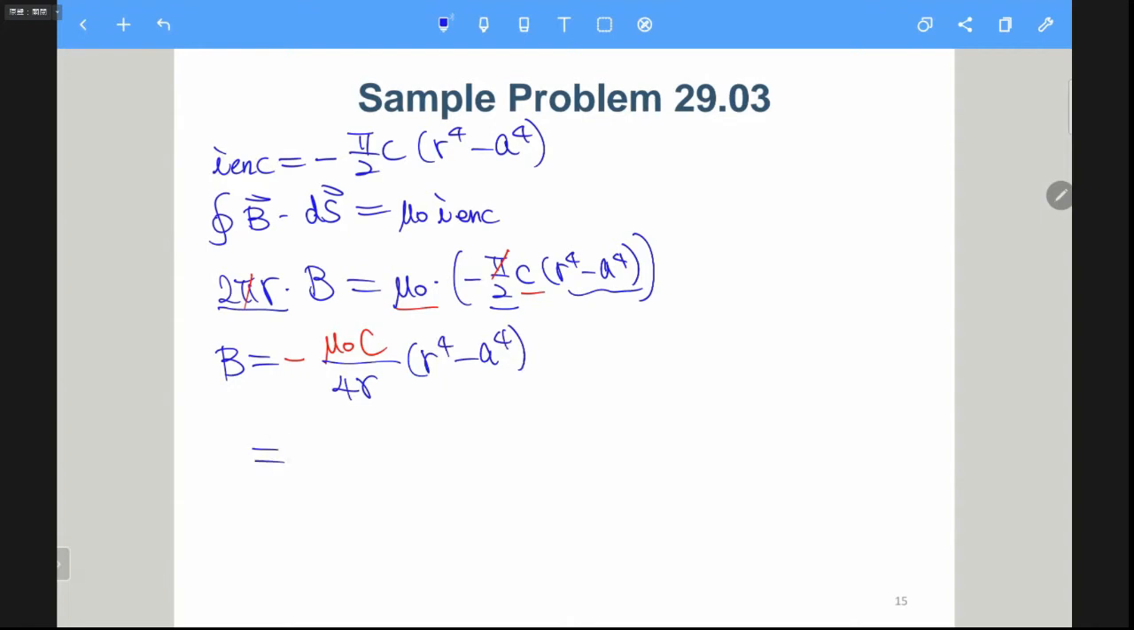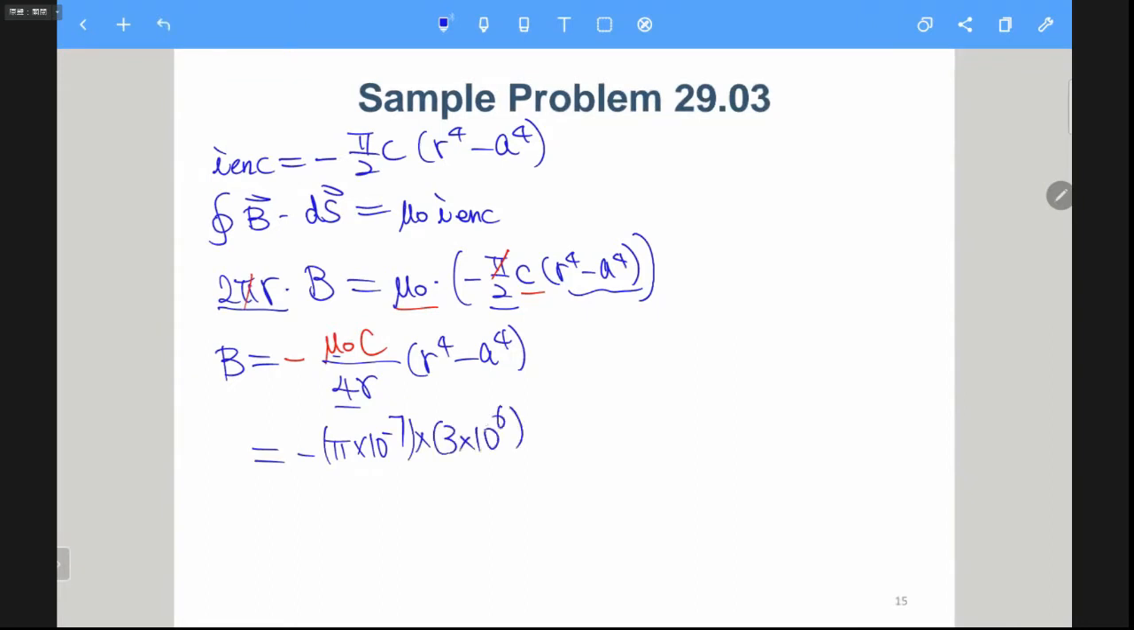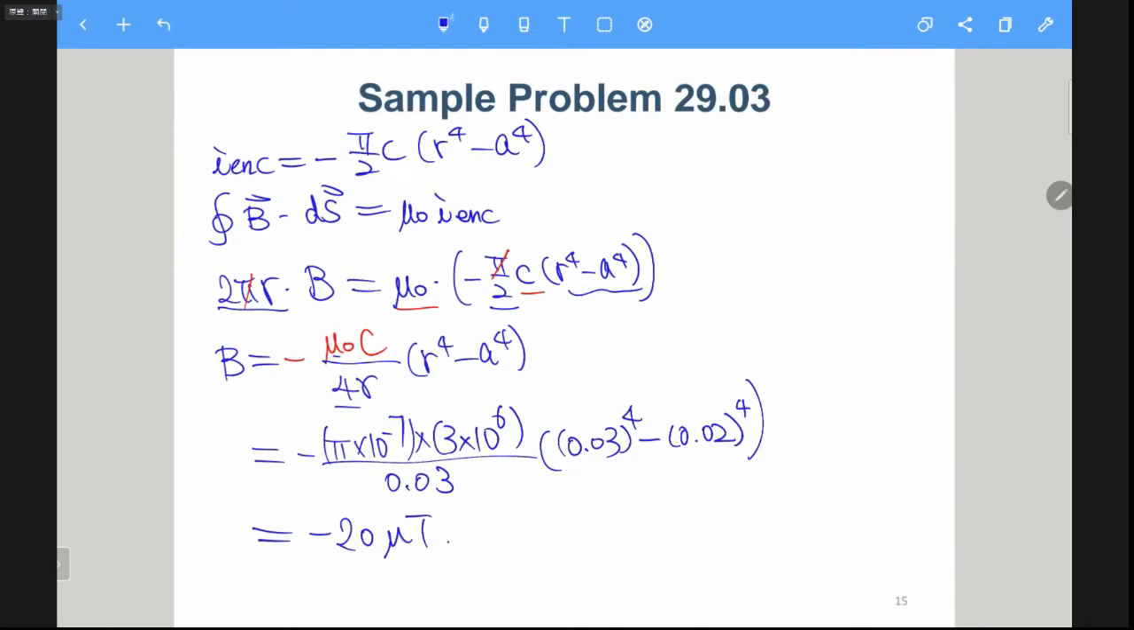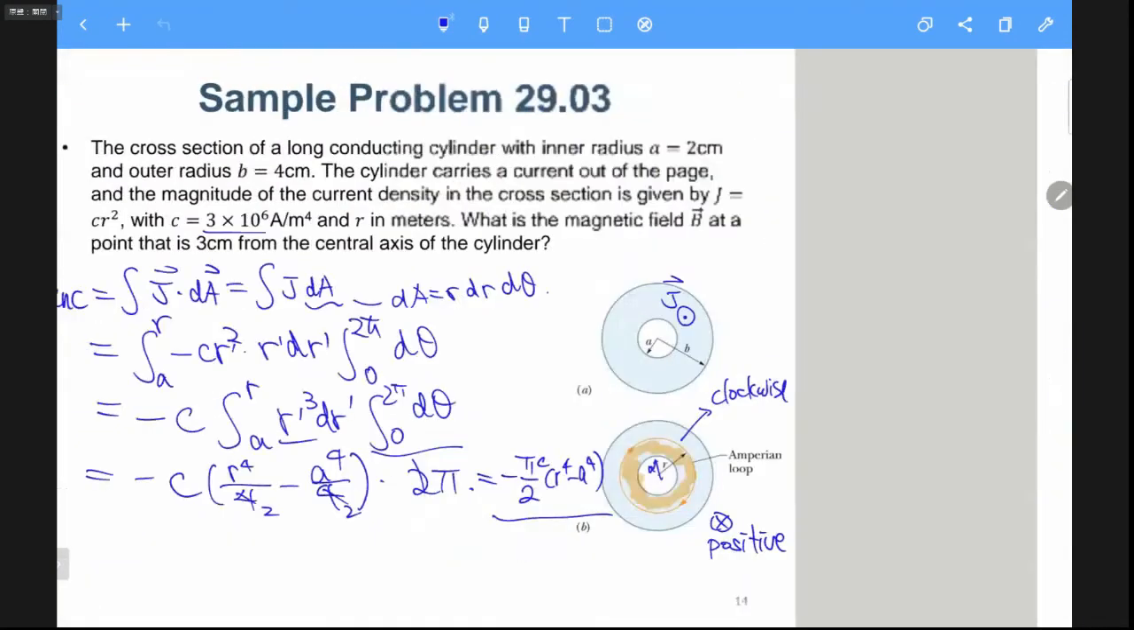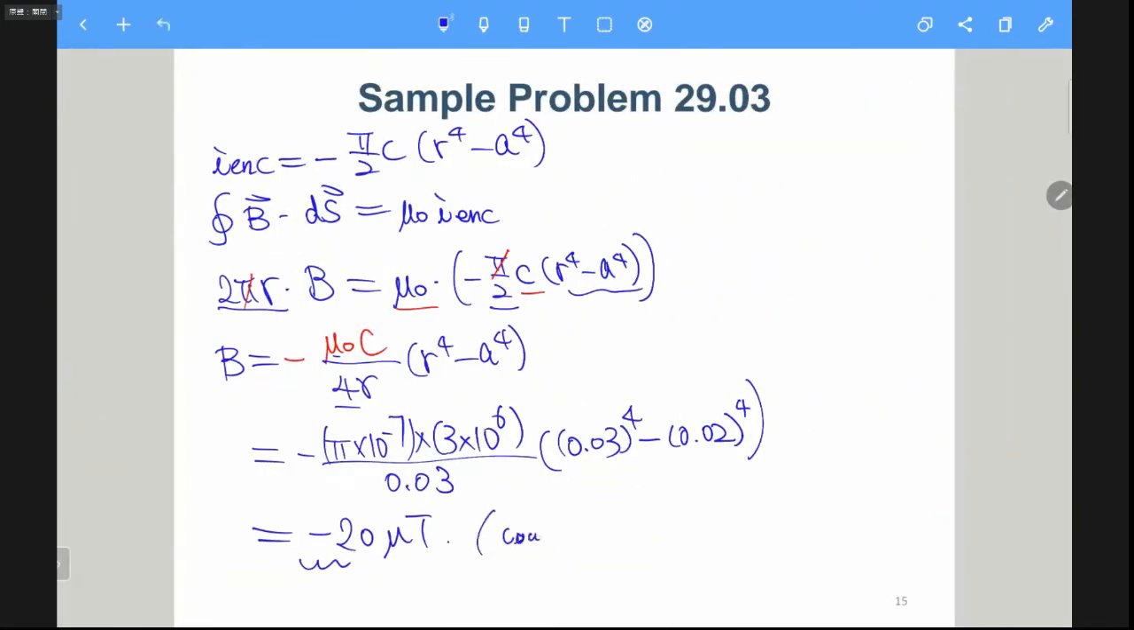So we can just plug in the values. Mu 0 is 4 pi times 10 to the minus 7. So canceling with this 4, it will be negative pi times 10 to the negative 7, and then times c, which is 3 times 10 to the 6th power, over r. r is 3 centimeters, 0.03. And then this is 0.03 to the 4th power minus a, which is 2 centimeters, 0.02 to the 4th power. So this one is negative 20 microtesla, which means this is negative. We defined the Amperian loop to be clockwise, which means that this negative sign indicates the magnetic field is counterclockwise.